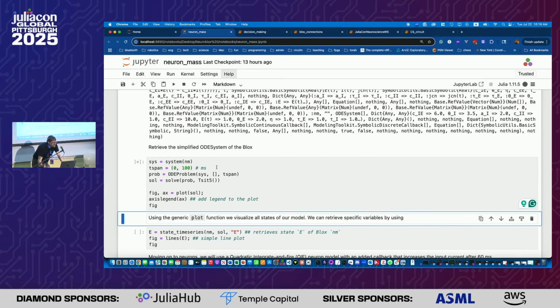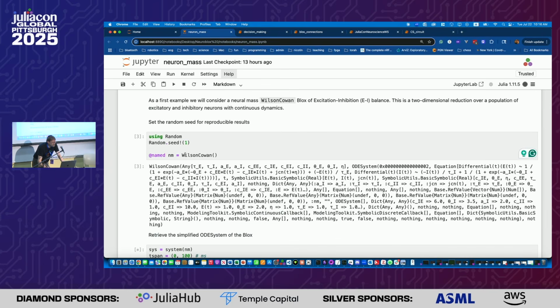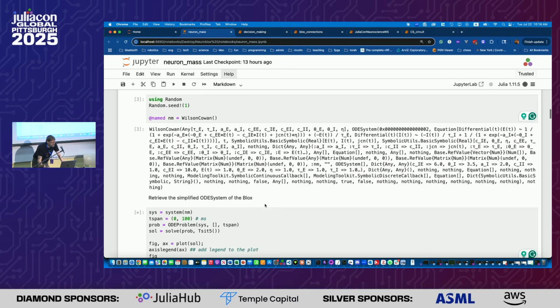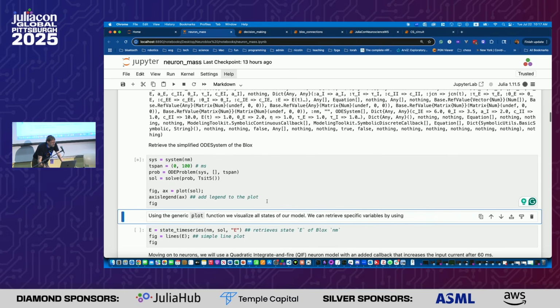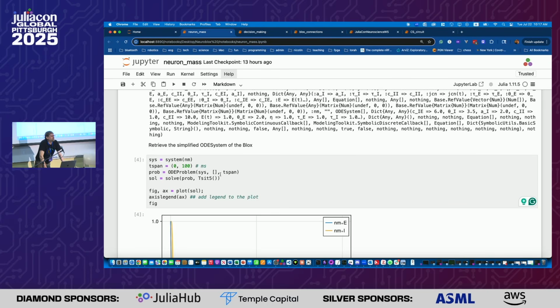So what you can do is you can just take a single Wilson-Cowan block, which is an ODE system essentially, and then compile it, make an ODE problem. You're all familiar with DifferentialEquations.jl, I presume.